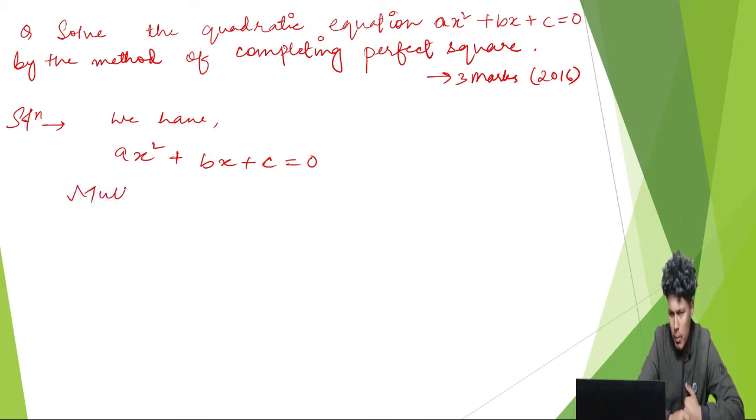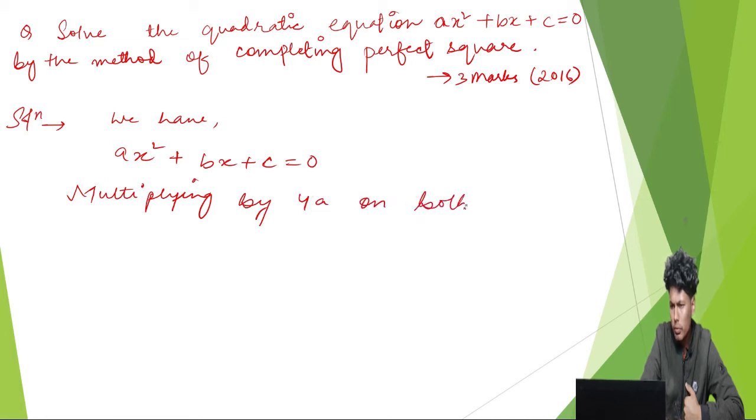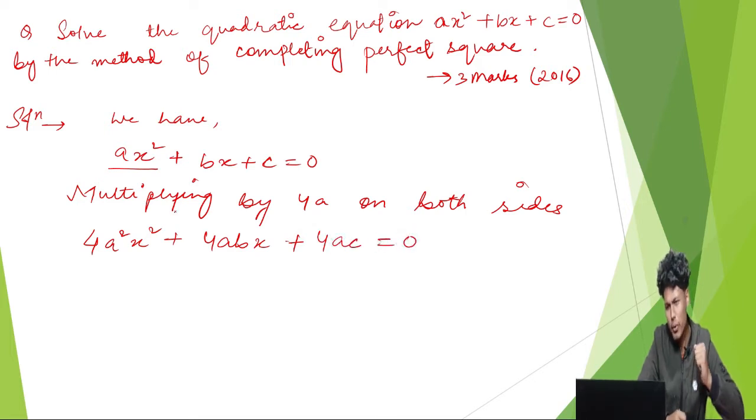Multiplying by 4a on both sides, it will be 4a square x square plus 4abx plus 4ac equal to 0. Now you have to see very carefully here.